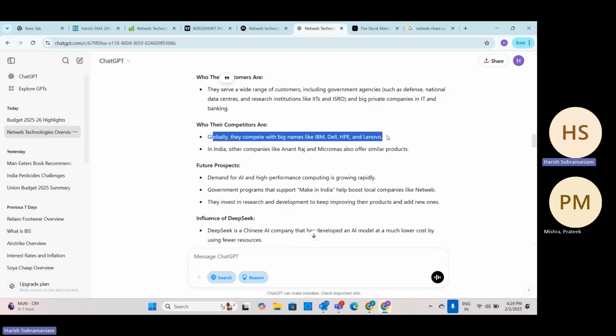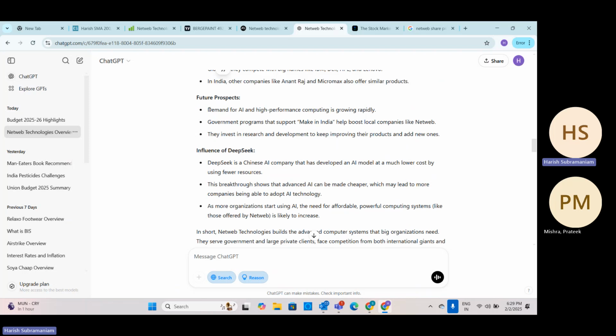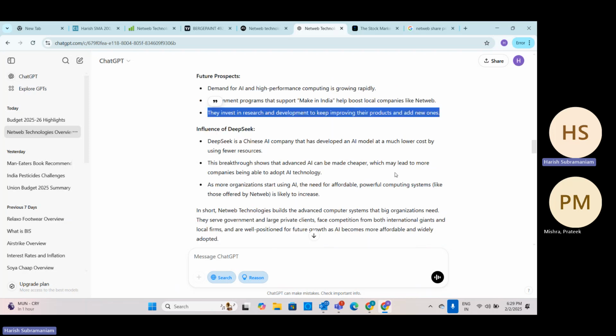Globally, they compete with big names. In India, they don't have any major competitors. That's what it says. Future prospects: demand for AI and high-end performance is growing rapidly. Government programs like Make in India help boost the company. They invest in research and development. Okay.